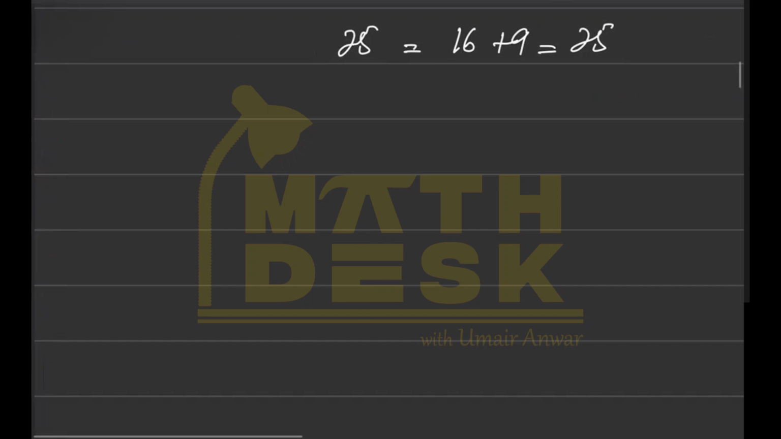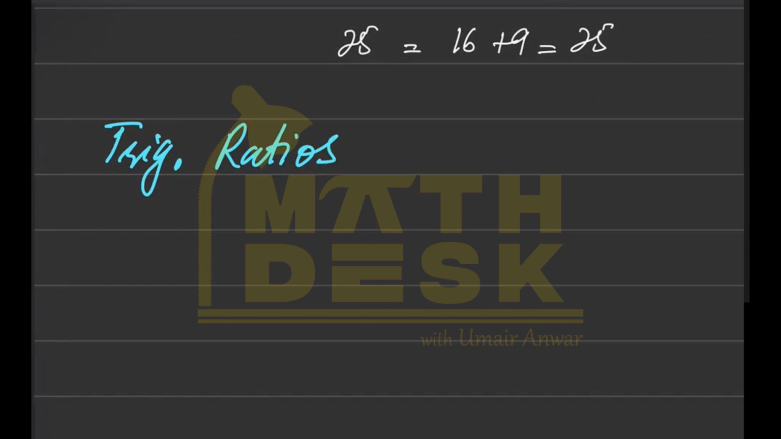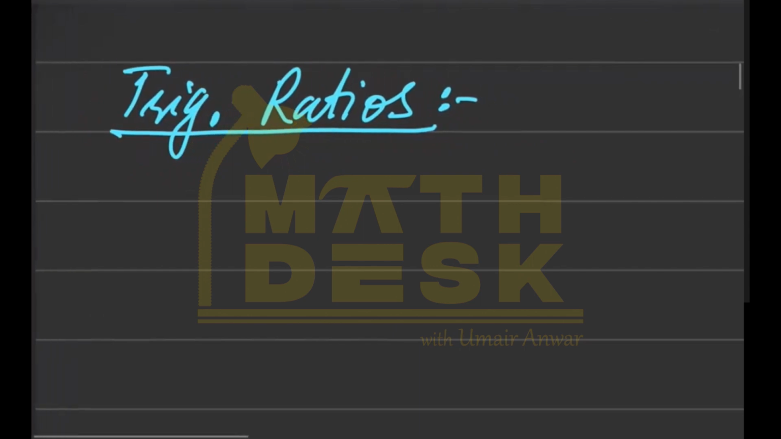which is applicable to a right angle triangle. They are called trigonometric ratios. And we have three trigonometric ratios in a right angle triangle. So in trigonometric ratios, what we do is that we take the ratio of two of the sides. For example, we consider the ratio of opposite and hypotenuse.